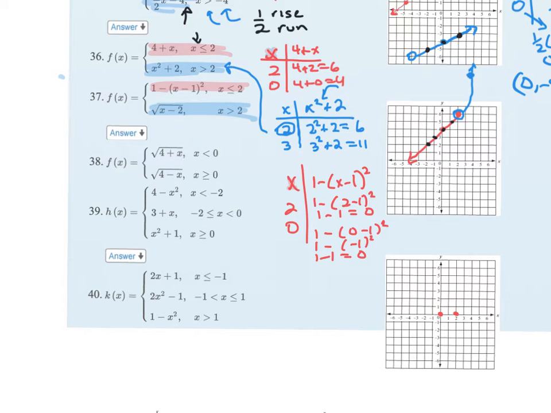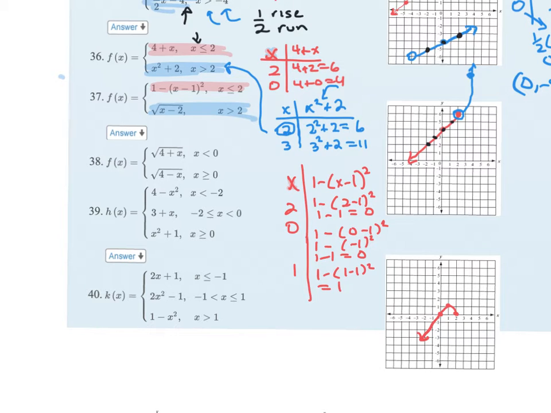Now remember, this is a parabola, so we might want to plug in 1 just to see how it goes. So when I plug in 1, 1 minus (1 minus 1) squared, 1 minus 1 is 0, so this is going to be the ordered pair 1, 1, because this equals 1. And then after that, it's going to go down to the left because it was less than.